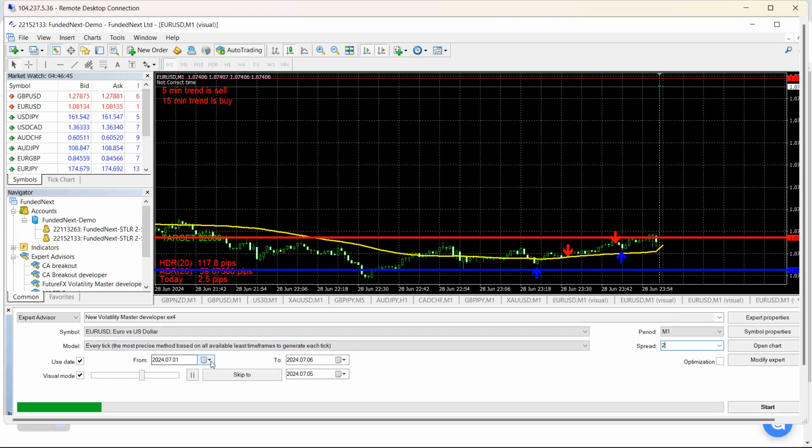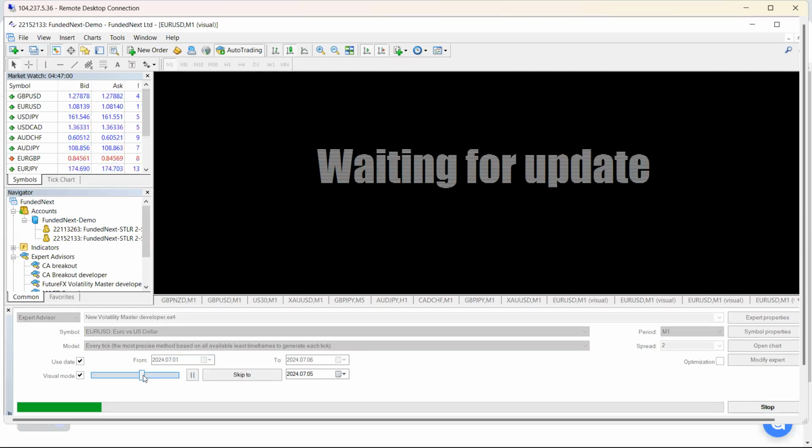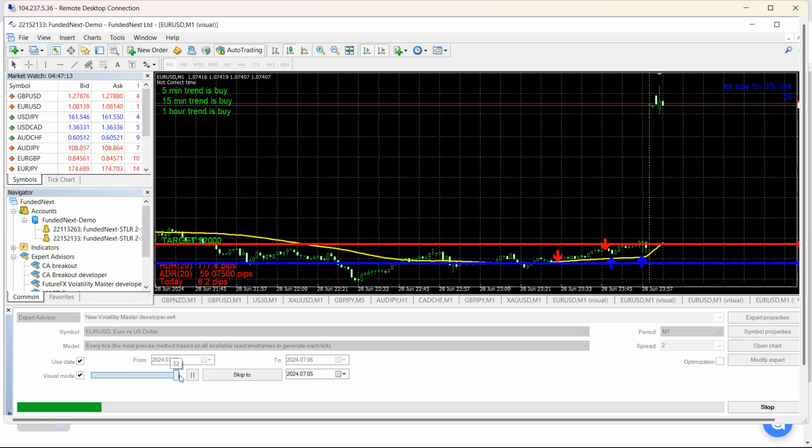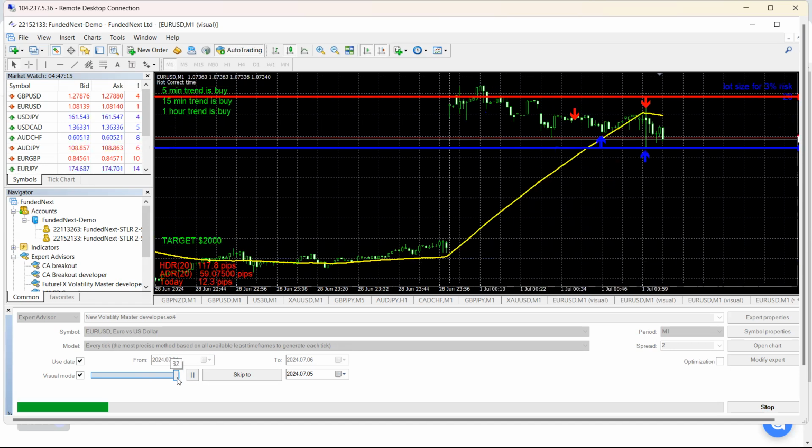All right, so I'll start with Monday last week. And I'm going to leave it on the visual mode so we can see how it works. And we'll just start it up and we'll do the back testing. And if we lose money, we'll have a better look at it and adjust a few figures to suit, because maybe the pip distances are still too big and it struggles to reach it.